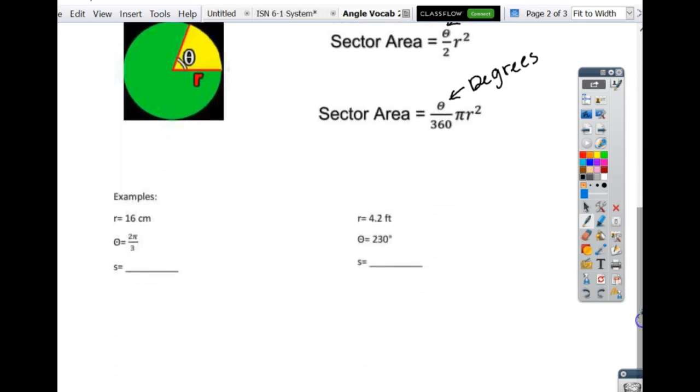So here's some examples. I have R, theta, I want S. So S equals R times theta. 2 pi over 3. I know, you're going to have to write it down.